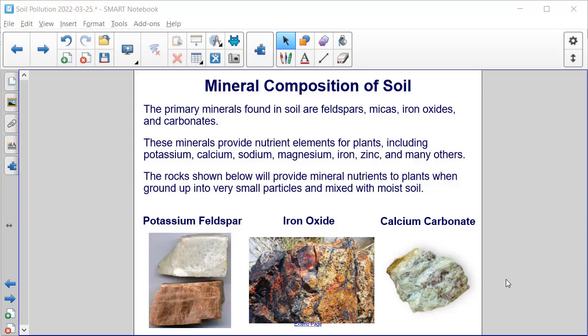The rocks shown below will provide mineral nutrients to plants when ground up into very small particles and mixed with moist soil.